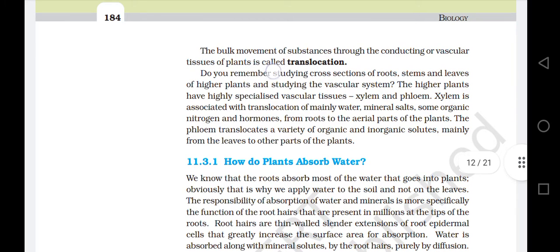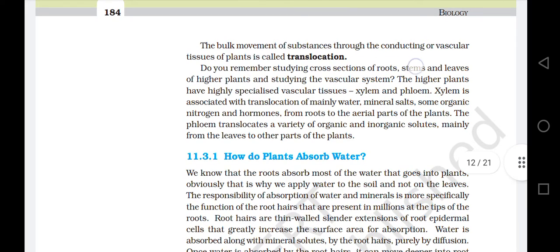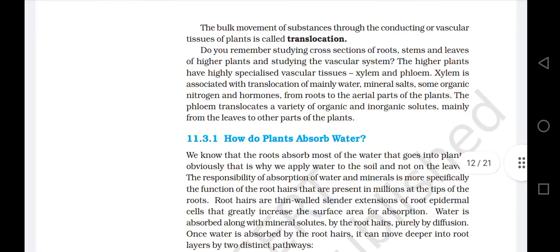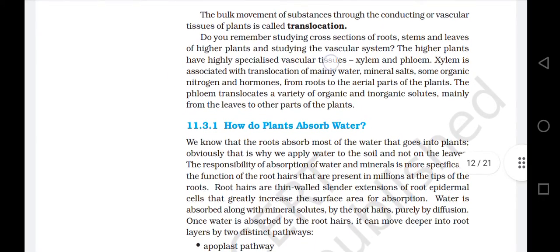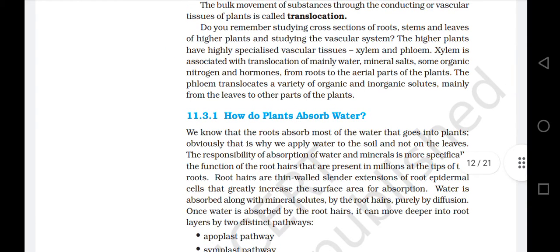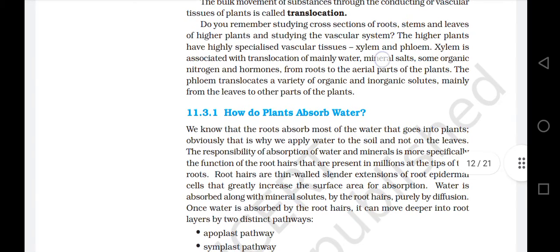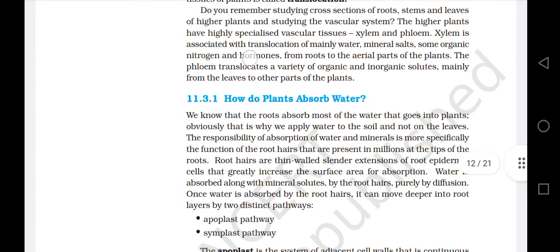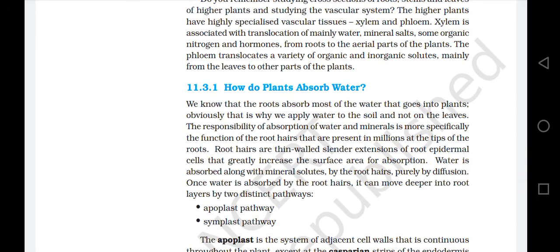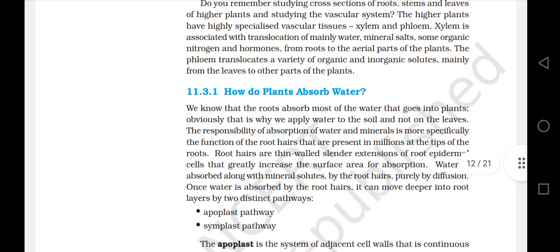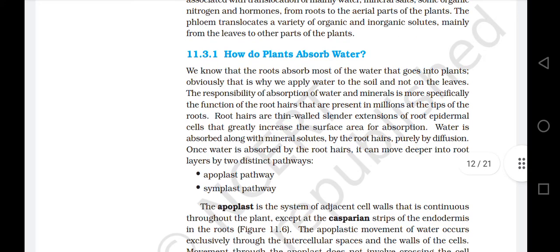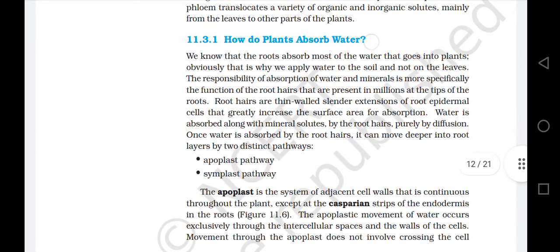Do you remember studying cross sections of roots, stems, and leaves of higher plants and studying the vascular system? The higher plants have highly specialized vascular tissues, xylem and phloem. Xylem is associated with the translocation of mainly water, mineral salts, some organic nitrogen, and hormones from roots to the aerial parts of the plants. The phloem translocates a variety of organic and inorganic solutes mainly from the leaves to the other parts of the plants.